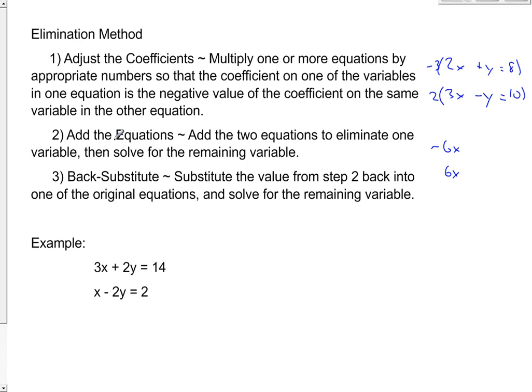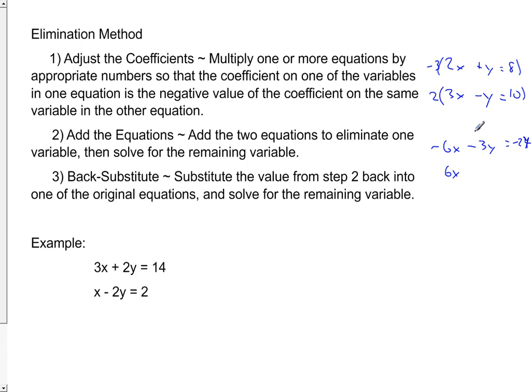And now for step 2, we would add the equations together. So we would add the two equations together to eliminate one of the variables. The one here, if I were to add these together, the -6x plus the 6x would now eliminate and be 0. If I continued on, that would give me, for the first equation, if I keep distributing that -3, I would have -3y and -24 over here.